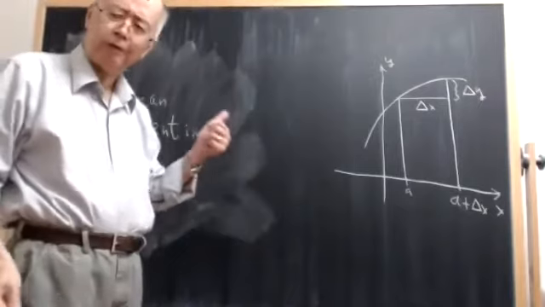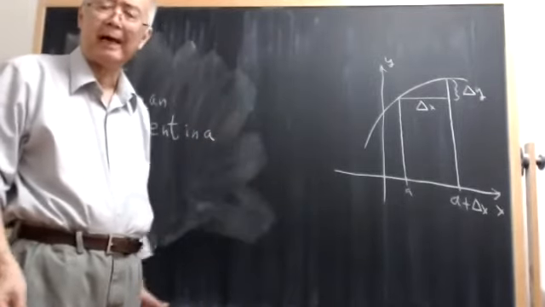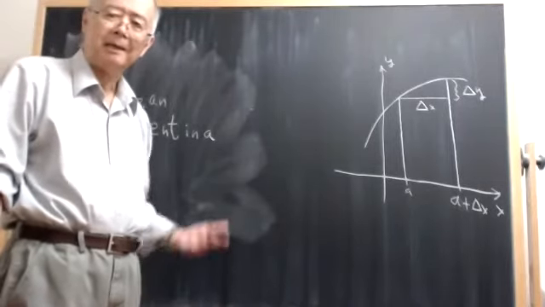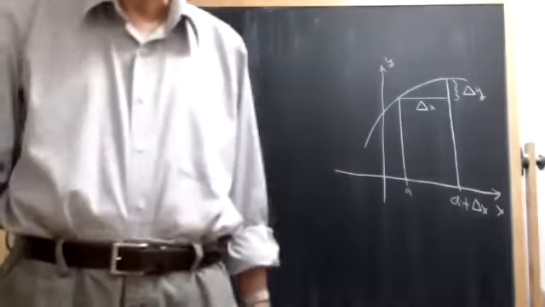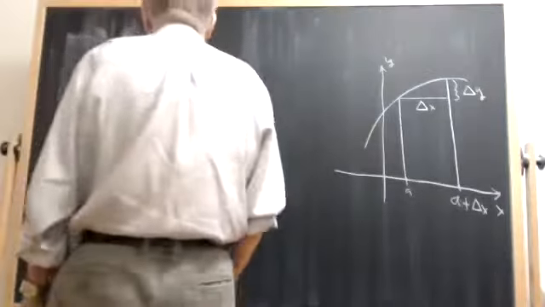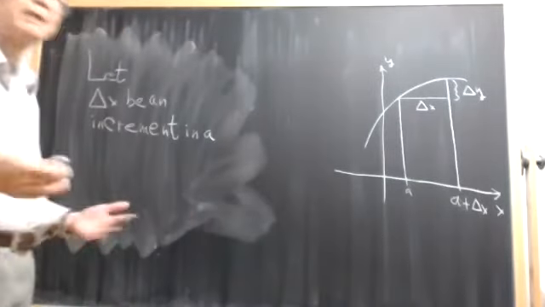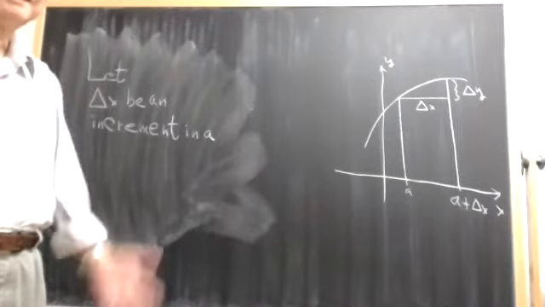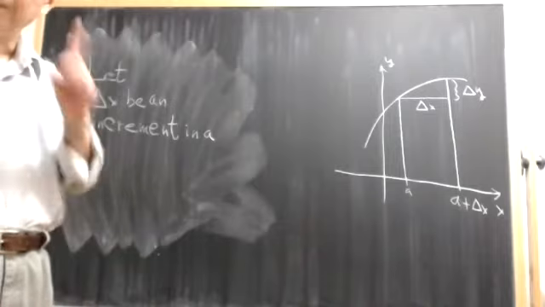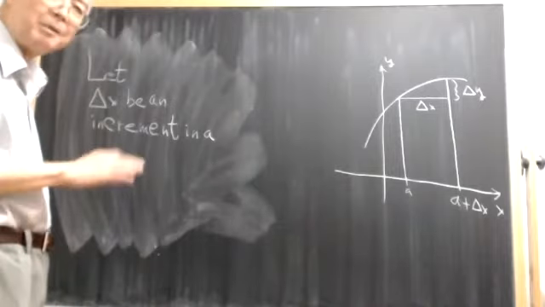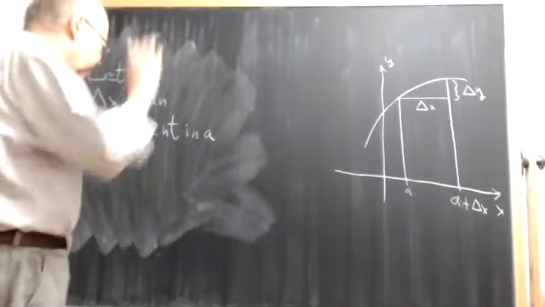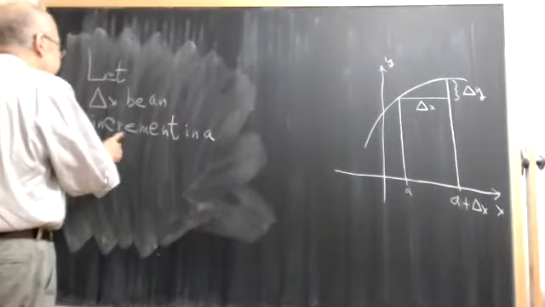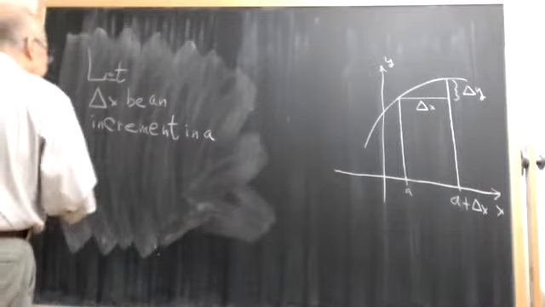This kind of geometric calculus is much more important than the epsilon delta calculus. Now, of course, epsilon delta calculus is also important in certain ways, especially in one variable. But it becomes less important when you go to higher dimensions. So this is an increment in A.